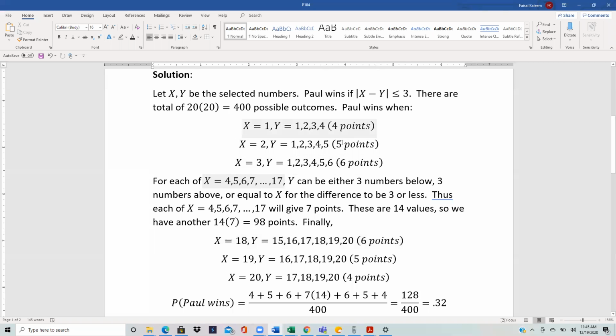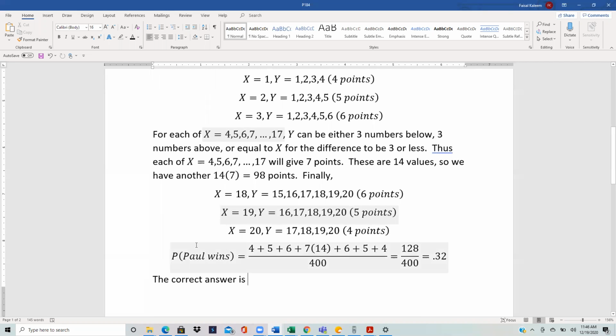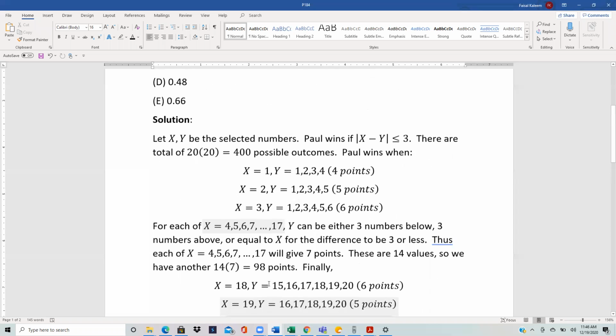So now 4, 5, 6, then 98, and then 6, 5, 4. Add all these up, and the probability of Paul winning would be all this sum, because these are the pairs where the difference is less than or equal to 3, divided by the total of 400 pairs. So this adds up to 128. So it's going to be 128 over 400, which is 0.32. And the correct answer was B.